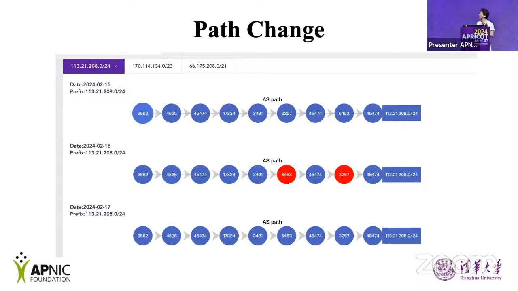Also, you can monitor path change, such as when you do some policy changing or some configuration, maybe you want to monitor if the routing path changed from one to another. And all this information is convenient for network operators.